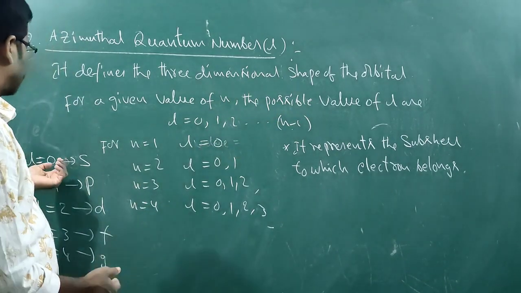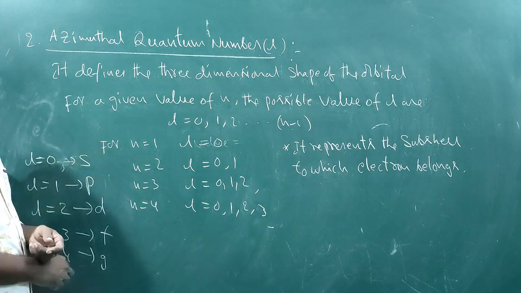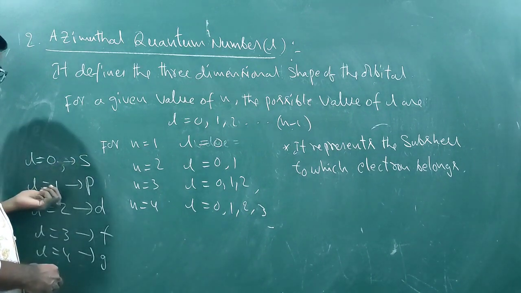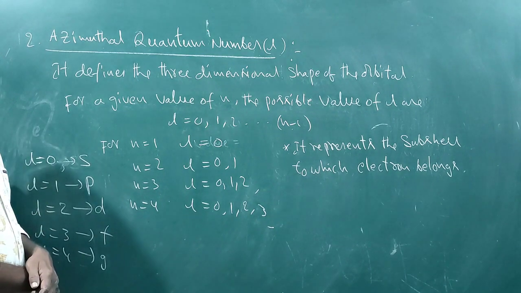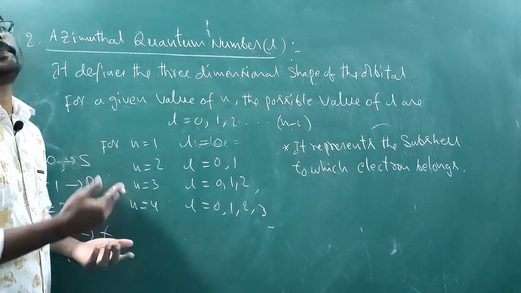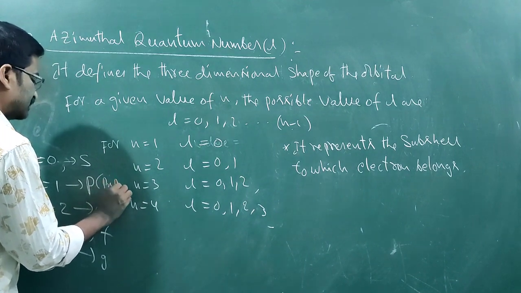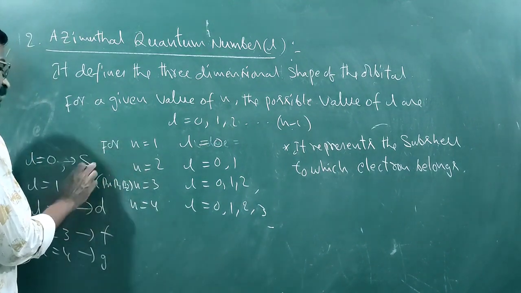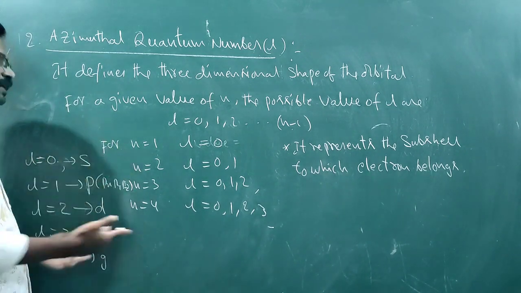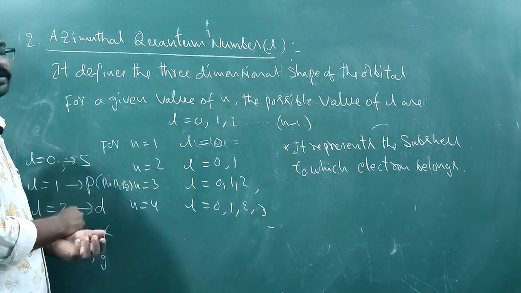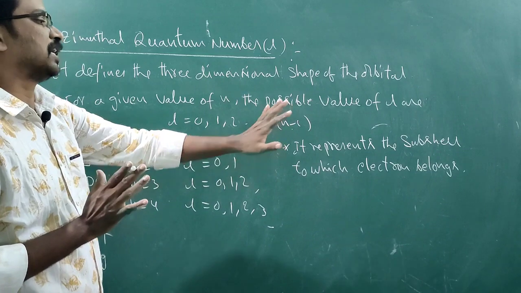If L is equal to 0, the electron is present in the s subshell. If L is equal to 1, then the electron is present in the p subshell. In the p subshell there are 3 orbitals, px, py, pz. These are the subshells, and in a subshell different orbitals are also present. In this concept, you only need to know it represents the subshell to which the electron belongs.